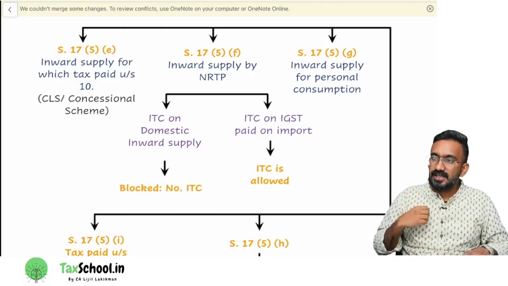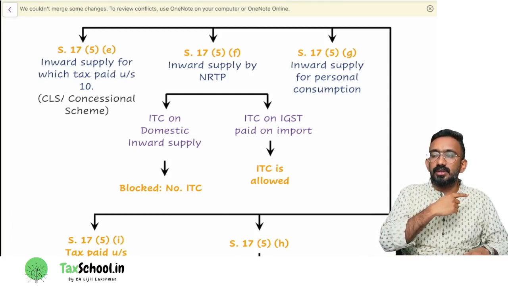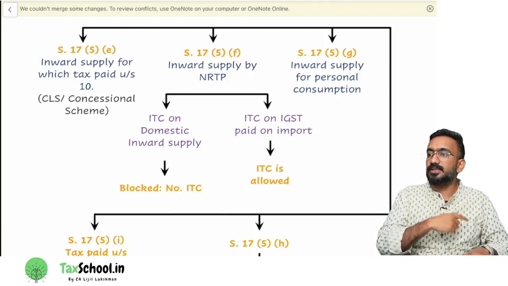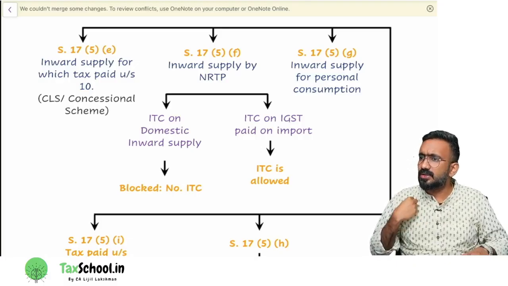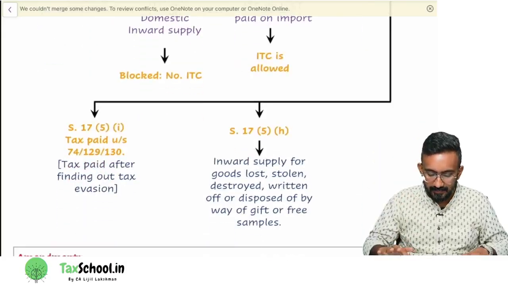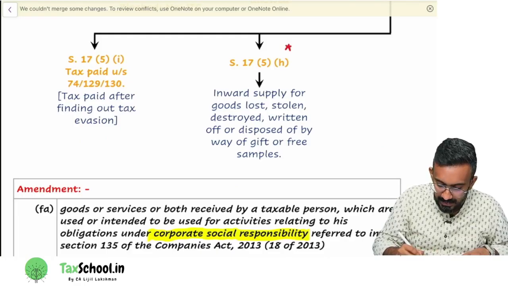I have purchased a shirt and I have booked it in the P&L account of my business. The business paid the money. Can the business take the input tax credit on the GST paid on purchase of the shirt? No. It is a personal expense. You can't take ITC. Then 17(5)(h) is something that has been tested multiple times in the exam.